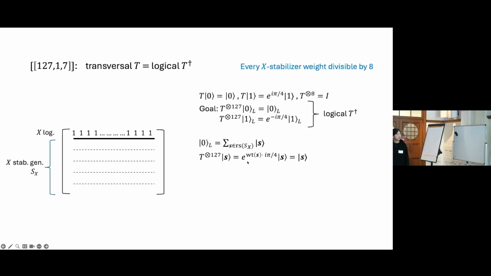And since I assume that every X stabilizer has weight divisible by 8, this phase is trivial for every string. So the transversal T acting on the zero logical state is effectively 0. Similarly, for the one state, where we just apply this X logical operator to the state, we see that the weight of each string is 127, which is the length of the code, minus the weight of the original string. And 127 is minus 1 modulo 8. So this gives us this phase on the one state.